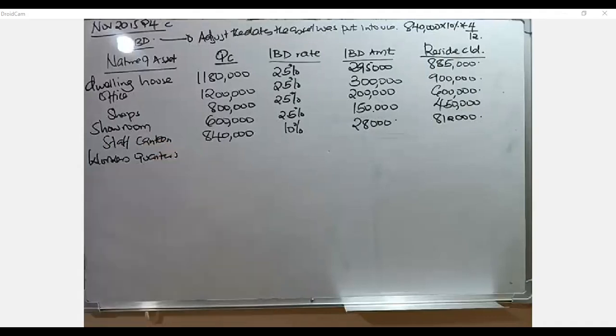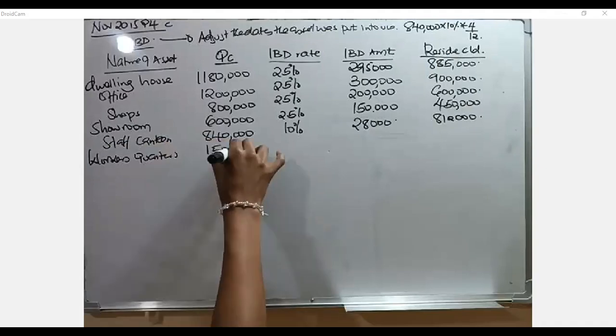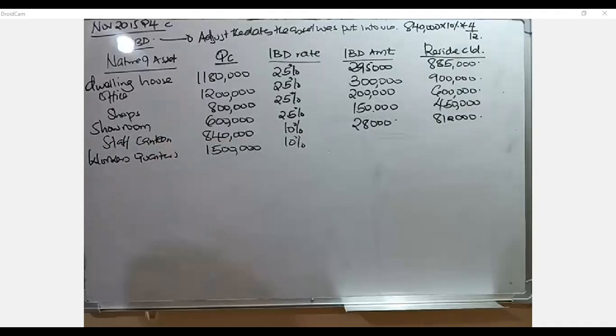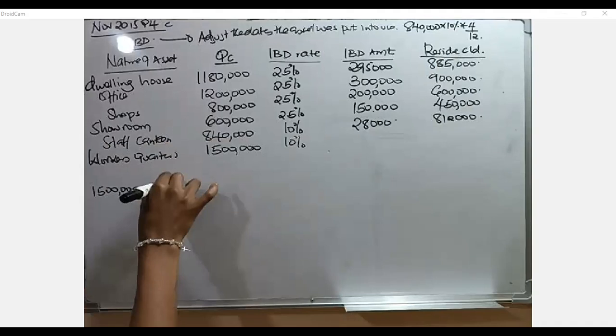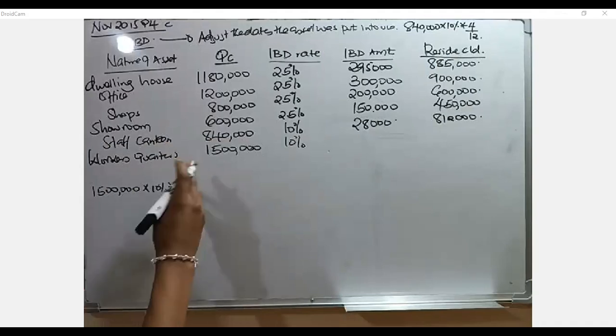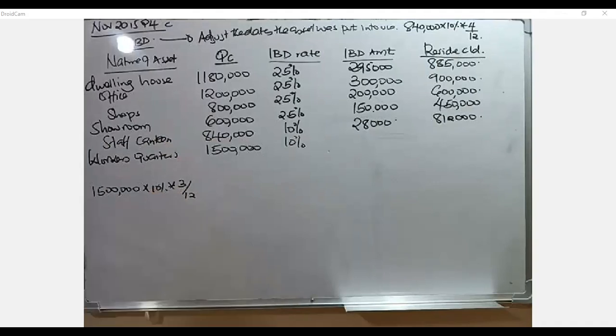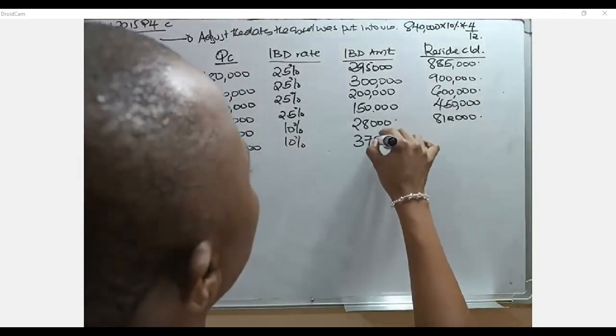Workers' quarters, we are being told the cost was 1.5 million. The rate is 10%, right? But we are being told it was put into use from October 1st. So how many months during the year? So you do the same. You say 1.5 million times 10% times 3/12, 3 months: October, November, December. So it will be 1.5 million times 0.1 times 3, you divide by 12. I'm getting 7,500.